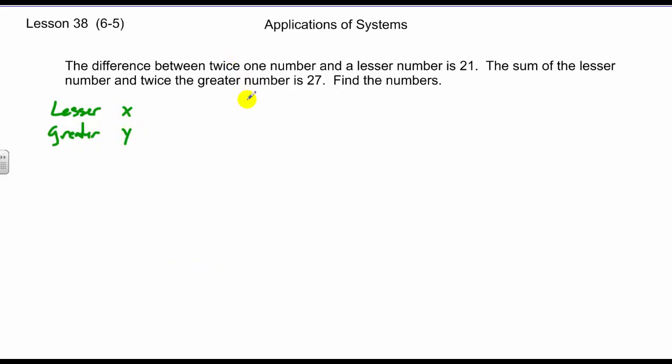And it says the difference between twice one number and the lesser number. So twice one number and the lesser number, it's a difference. So that guy's going to go second, is 21. And it said twice the other number. So 2y minus x is 21. And then it says the sum of the lesser, so the lesser was x, and twice the greater, that's y, is equal to 27. And we want to find those two numbers.